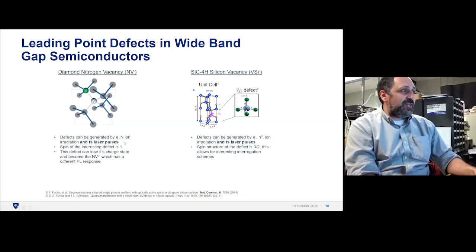You can make these defects by putting electrons on them, shooting nitrogen ions at it, and actually with femtosecond laser pulses, really fast laser pulses.